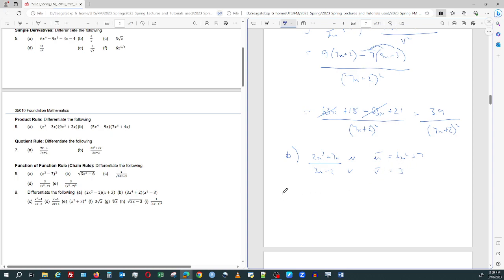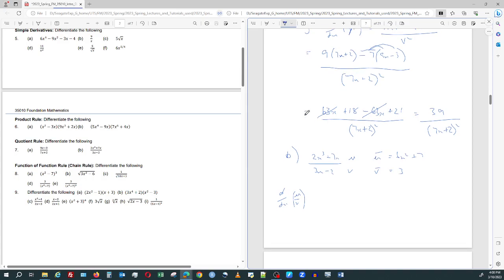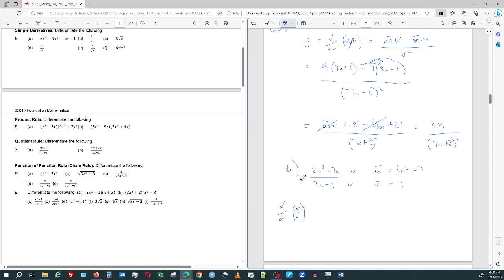So our differential u over v. Did I put that up there? Oh, u over v. You should put it u over v. A bit cheeky, wasn't it? u over v is equal to u dash v minus v dash u over v squared.